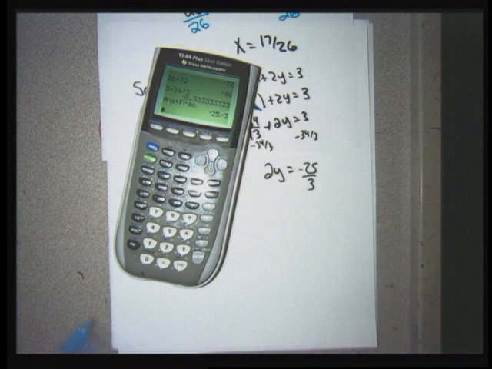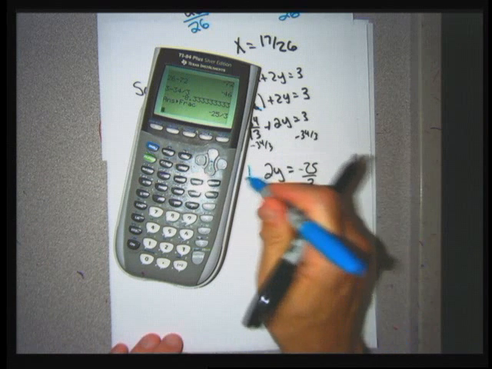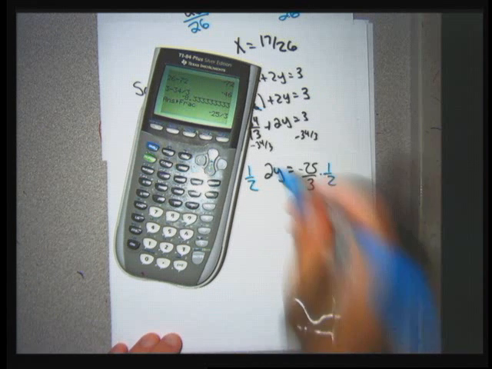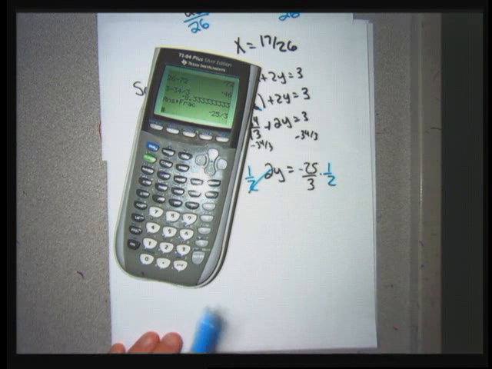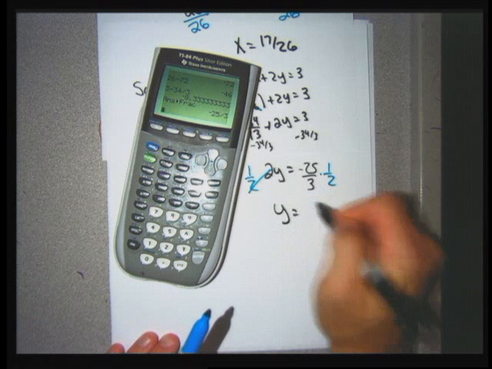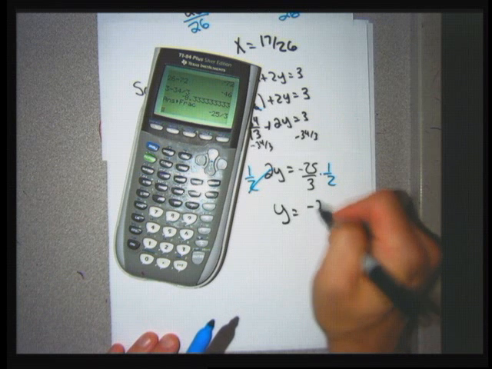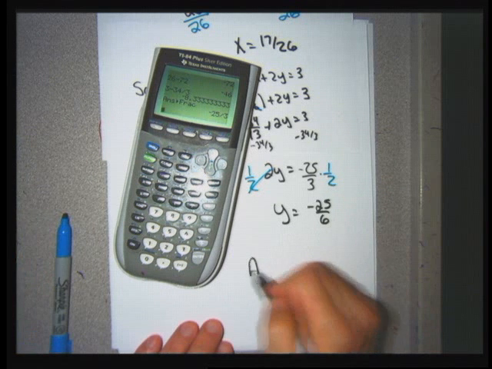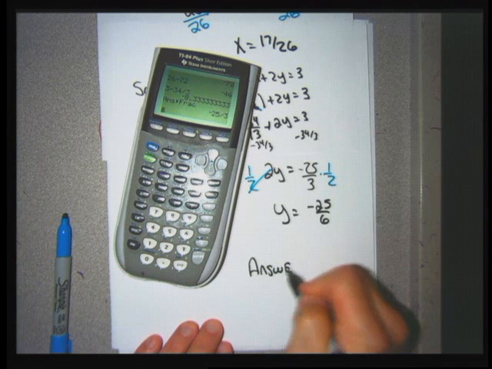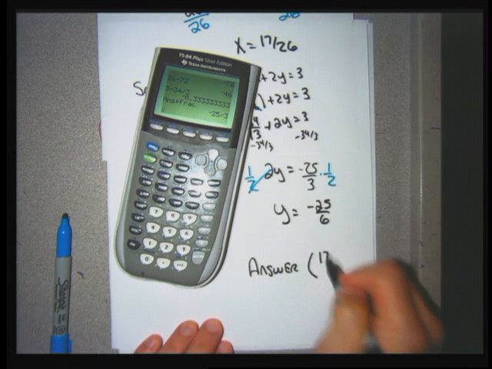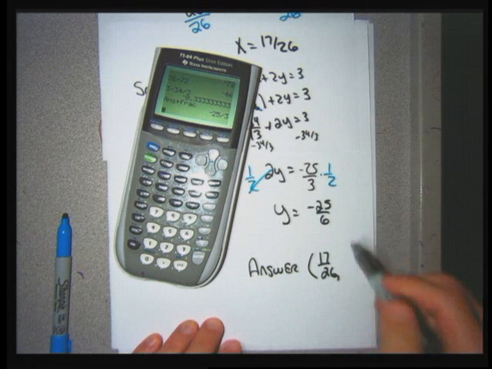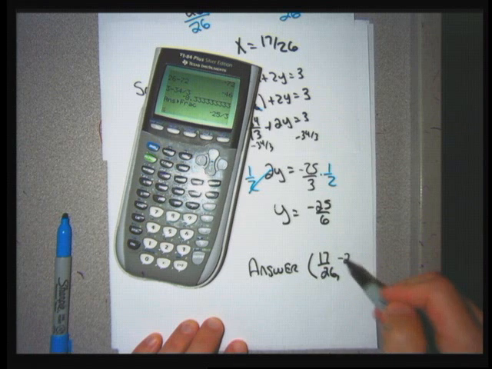And then I'm going to multiply both sides by 1 half. So it's the same as dividing by 2. On the left side, if I multiply by 1 half, I cancel out the 2's, and I'm left with a y. On the right side, I multiply the 3 and the 2 and get negative 25 over 6. I claim that the answer is x equals 17 over 26, y equals negative 25 over 6.